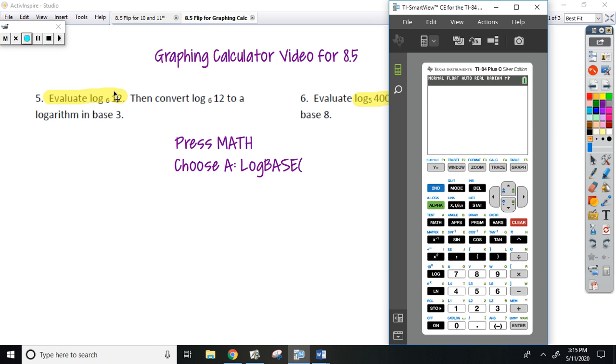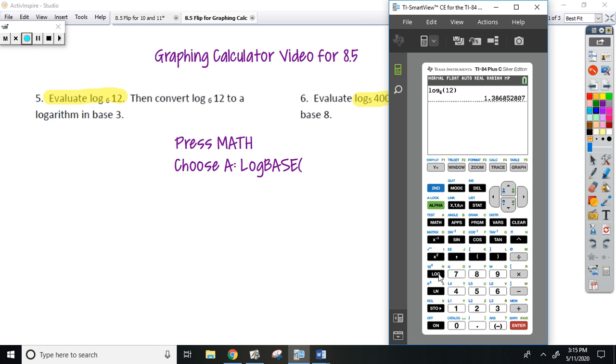To evaluate this straight in your graphing calculator, you're going to press the math button, and then you can either scroll down for a while or press the up button, and go to where it says capital letter A. Not everyone's calculator will do this. If you have an older calculator, you'll have to use the change of base formula. But if you have one of the newer calculators, you will see this log base parentheses. As soon as you press that, it will give you little blanks that you can fill in. So you can put log base 6 of 12 and you'll get the number.